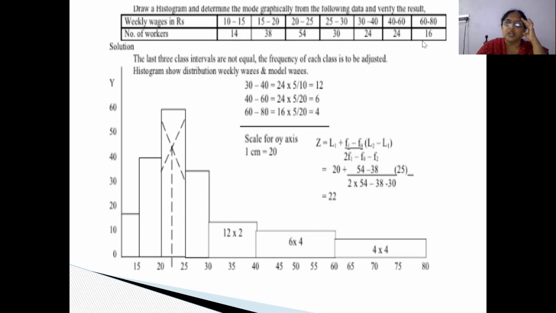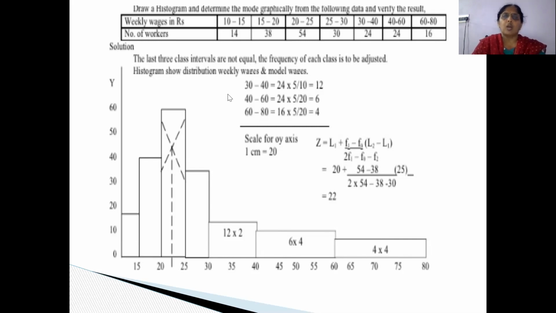Correct? Last one is 16 divided by 4. That comes to 4. So this one is below this one. Okay, this is the width, because we are covering 4 frequencies here, 60 to 80. Here also we are covering 4 frequencies, but here the width of the bar is 2 frequency. Here 1 frequency. Now the last 3 classes are unequal. That is why it is divided like this. Okay, I have already given this information here.